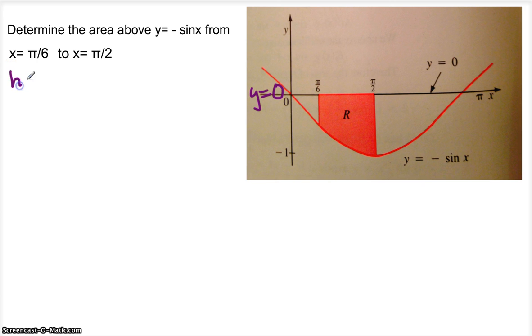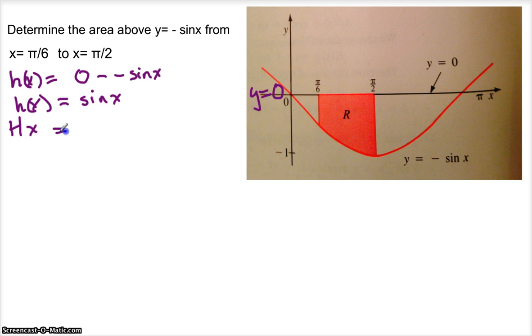So we define our h of x as the function above, which is 0, minus the function below, which is negative sine x. H of x equals sine of x. The antiderivative is just negative cos x.